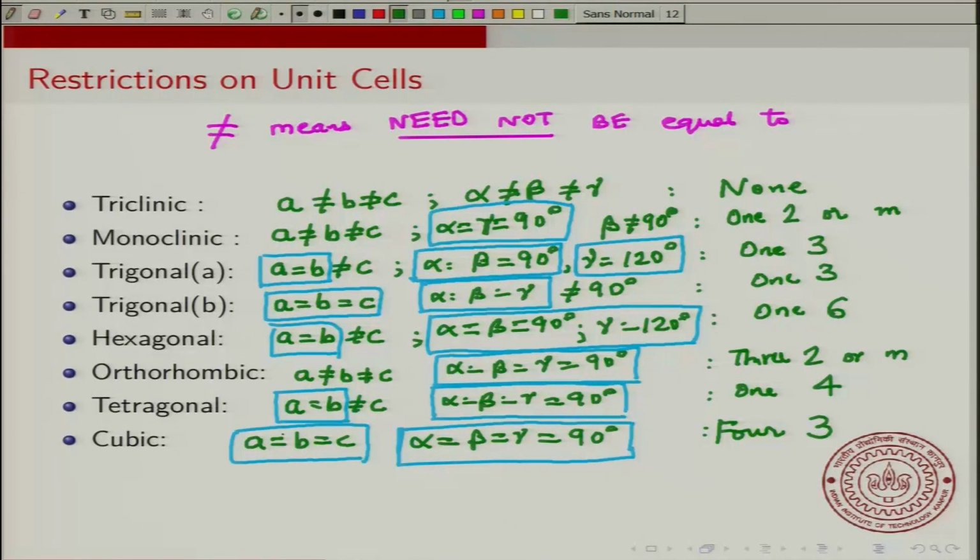So I will conclude this lecture here, and we will now look more closely at the different point groups and space groups in the next class. Thank you.